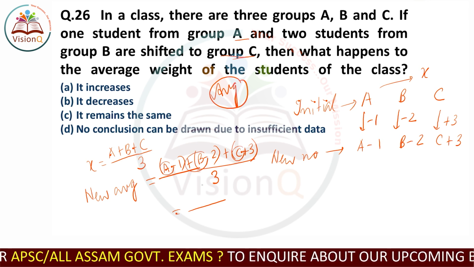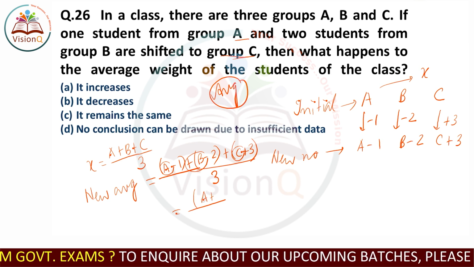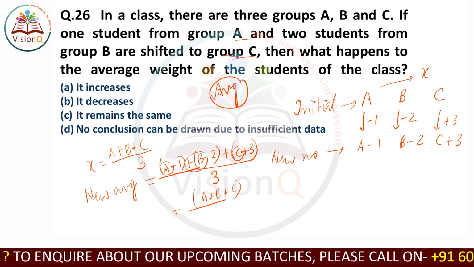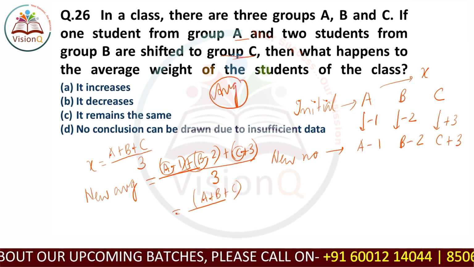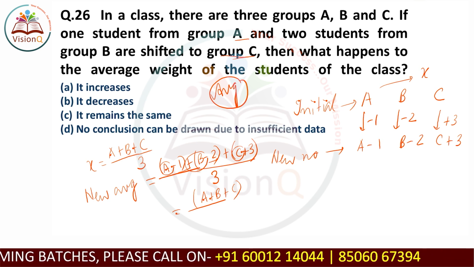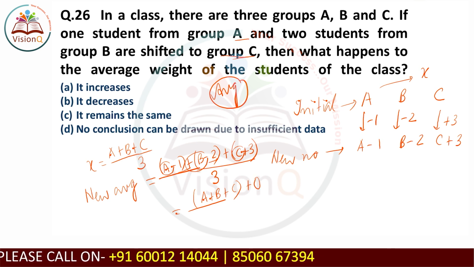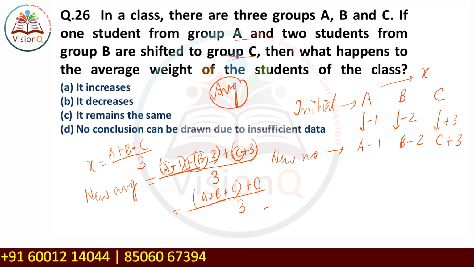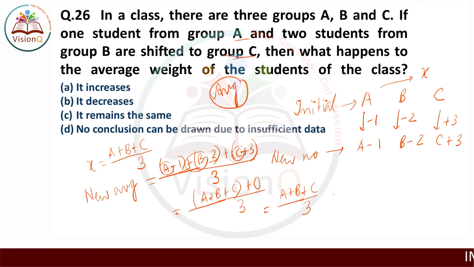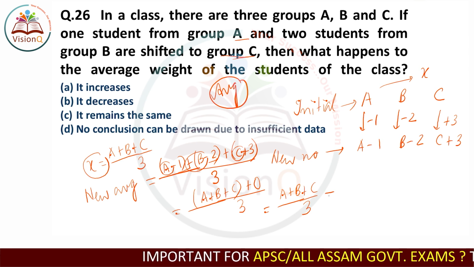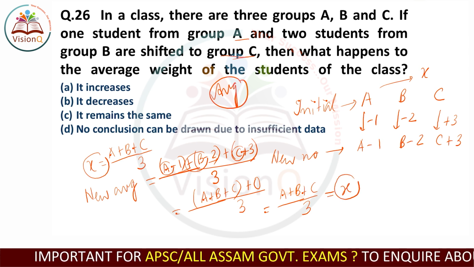Just separate these values. So if I separate A plus B plus C, and next what remains? Minus 1, minus 2 and plus 3. It becomes 0. Divide by 3. Now it is nothing but A plus B plus C by 3. Now A plus B plus C by 3 was the average only, the initial average X. So the new average is the initial average only.